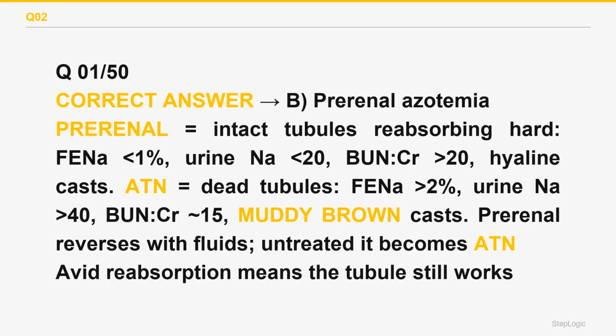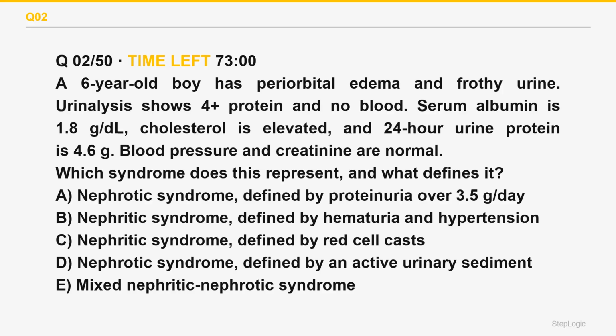If you see a fractional excretion of sodium below 1% with a high BUN to creatinine ratio, let that lead you to think prerenal. Which syndrome does this represent, and what defines it?